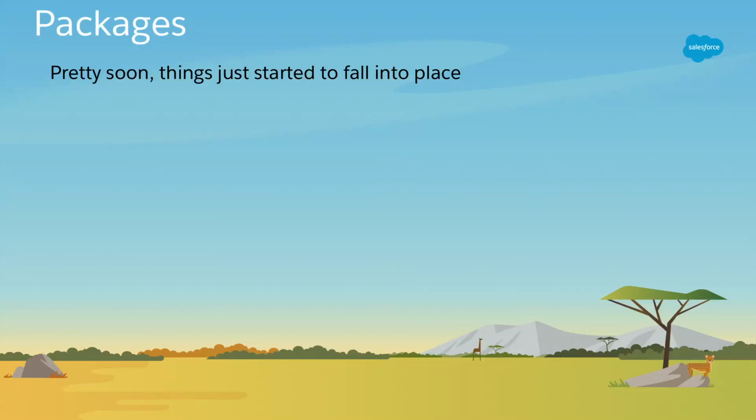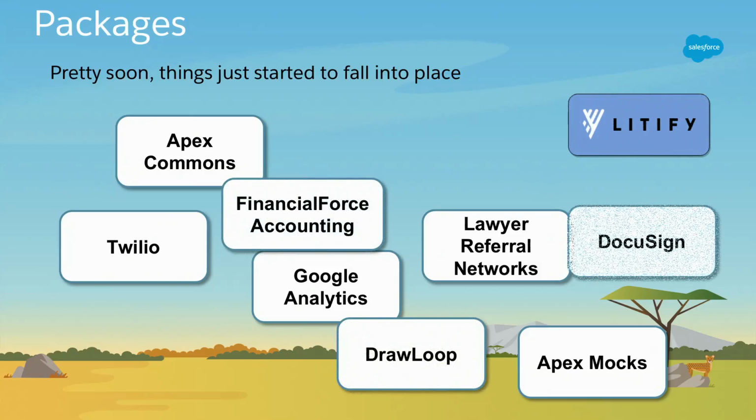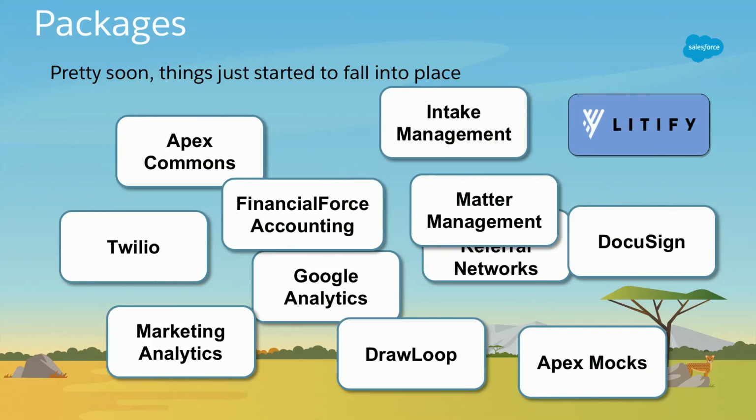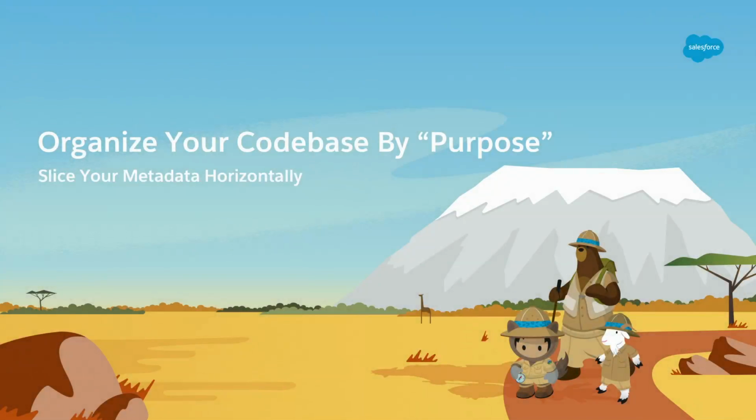So pretty soon, all of our packages started to fall into place. And we had this big map of all these different things that we had identified, and it became clear to us that these modules are the basis for where we're going to divide our packages. So that's the first thing. We figured out what we wanted and identified potential packages from there.